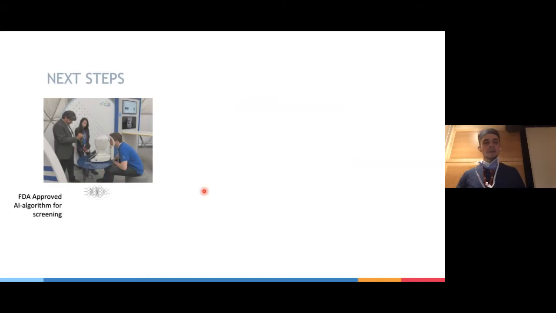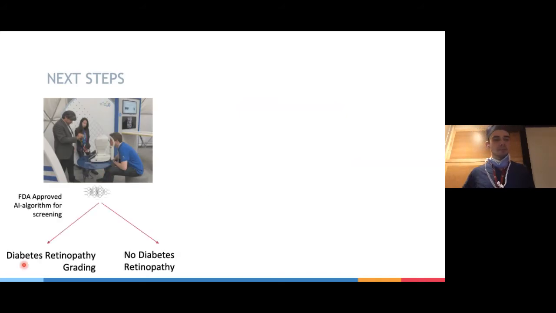And as next steps, we're taking an FDA-approved AI algorithm called IDx, which is basically a camera system that takes pictures of the retina, and then they developed an FDA-approved algorithm that can tell you if you have diabetic retinopathy and what the grading of the diabetic retinopathy is.